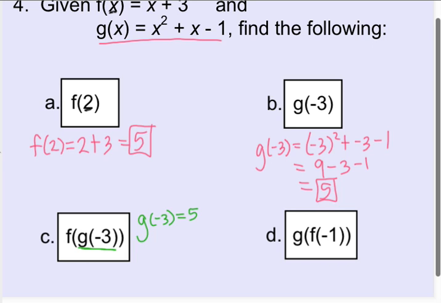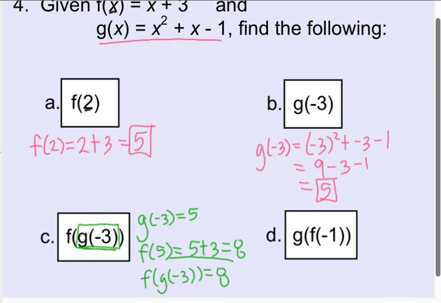Okay, well, I'm going to substitute that in. All of this is 5, so now I can say, well, what is f of 5? In order to figure out f of 5, I plug in 5 to my f function, which is x plus 3, or in this case, 5 plus 3. So I would get 8. So my answer for this one is that f of g of negative 3 is equal to 8.